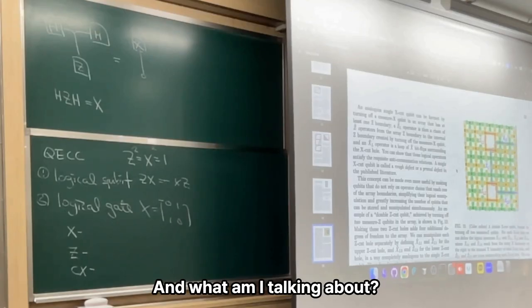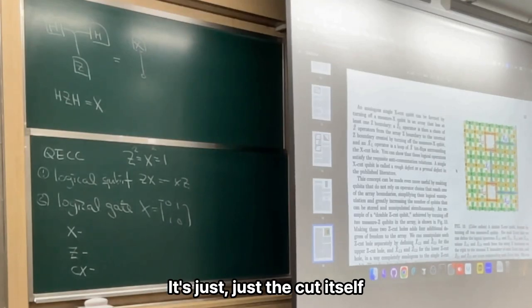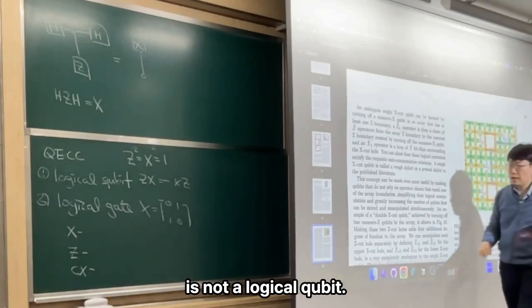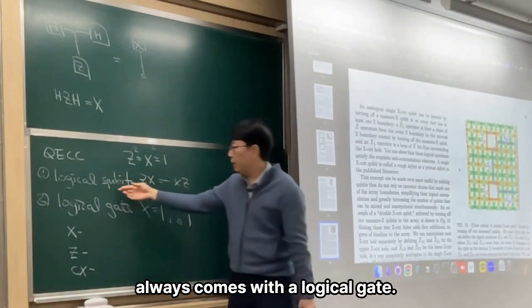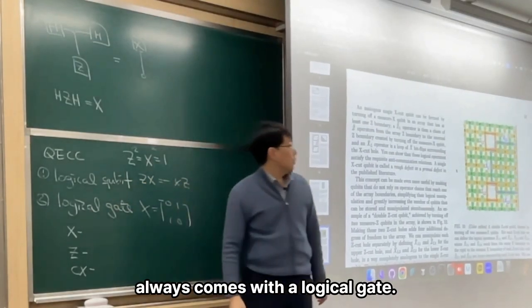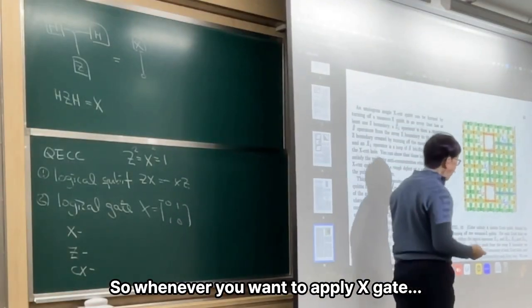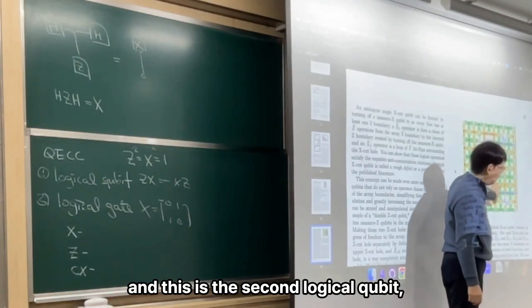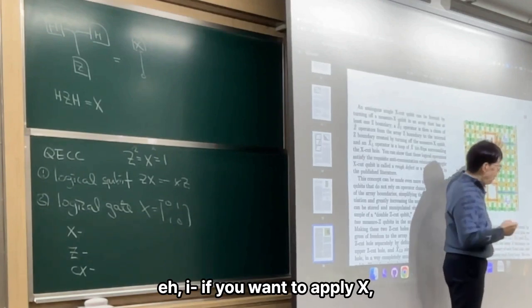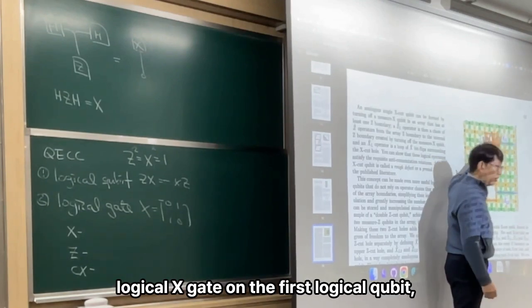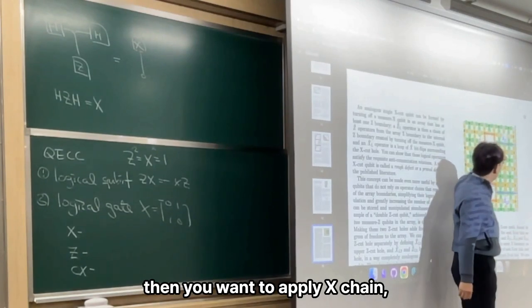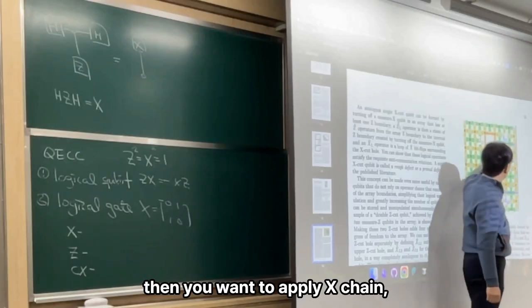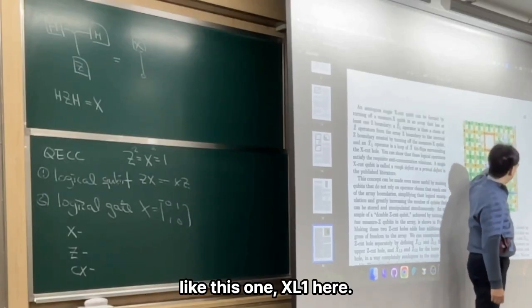And what am I talking about? The cut itself is not a logical qubit. I said the logical qubit always comes with a logical gate. So whenever you want to apply an X gate, let's say this is your first logical qubit and this is the second logical qubit. If you want to apply a logical X gate on the first logical qubit, then you apply the X chain like this one, XL1 here.